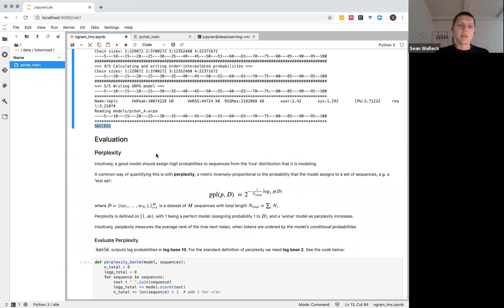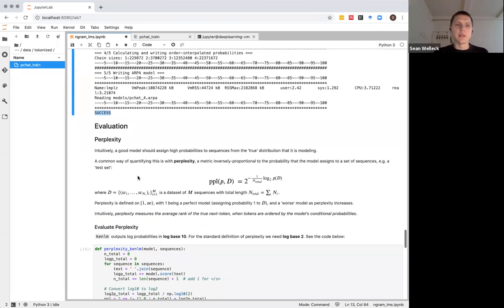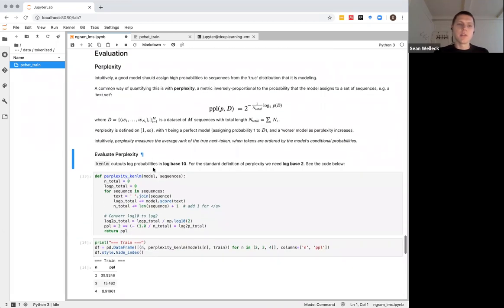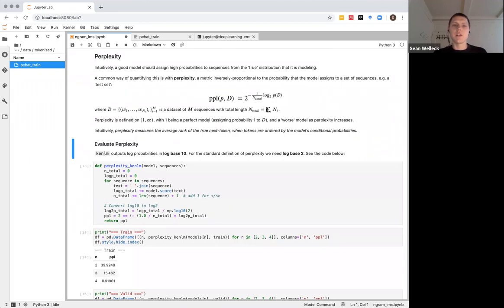Okay, so that's how we're going to use KenLM. It's somewhat of a black box, but we could still ask, how do we evaluate this language model? How do we say that one language model is better than another? And to do that, we're going to use this metric called perplexity.